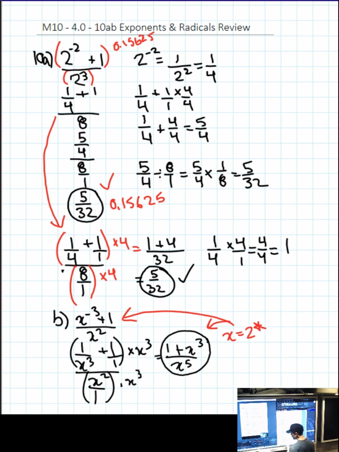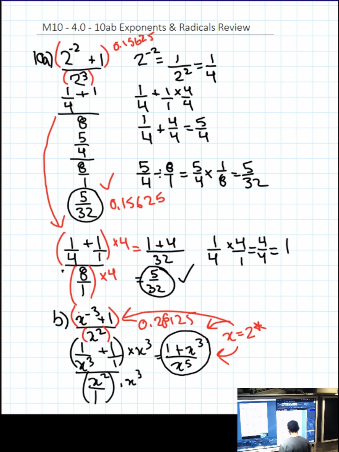I'm going to do it on the calculator. So I'm going to get open bracket on the top. Brackets are on the top. Brackets are on the bottom. I'm going to get open bracket 2 to the exponent negative 3, plus 1, close bracket, divided by 2 exponent squared. The brackets on the bottom are not necessary because there's no plus or minus sign. Enter. I'm going to get 0.28125.